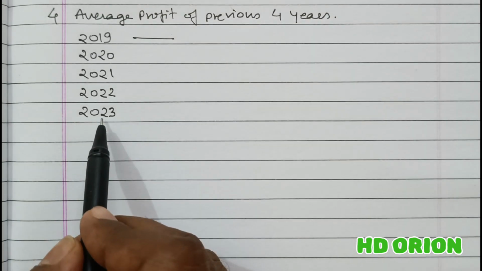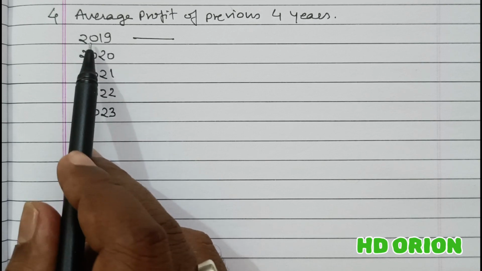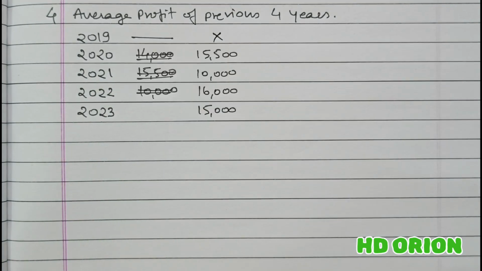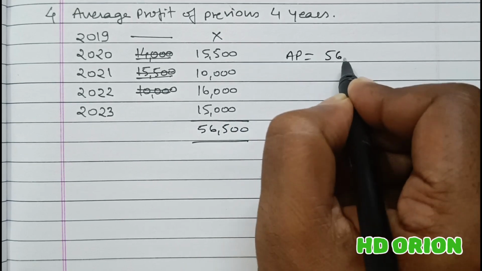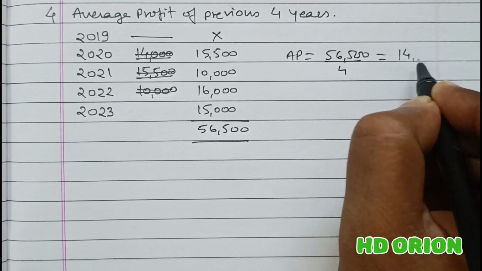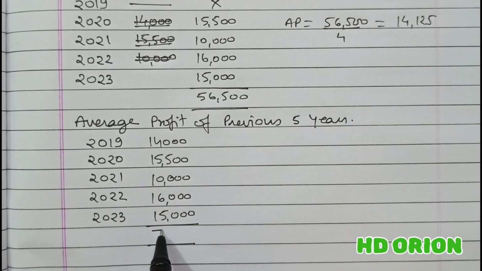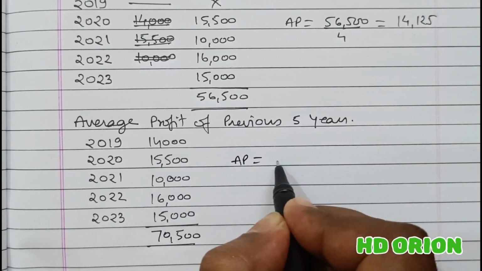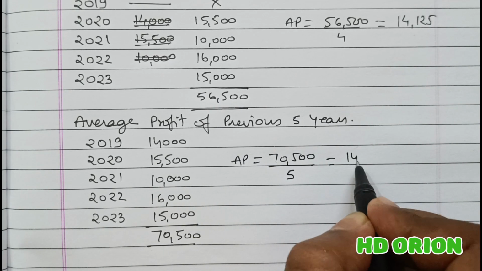First we will calculate average profit of previous 4 years. Previous 4 years means 20, 21, 22 and 23 profits. We will not take 2019's profit because it is a far year. Recent past we have to take. So these are the profits, grand total of which is rupees 56,500. So average profit is equal to 56,500 divided by 4, and it is 14,125. Similarly, we will calculate average profit of previous 5 years. Total is rupees 70,500. Now we will calculate average profit: 70,500 divided by 5 years, so divided by 5. So average profit comes to be rupees 14,100.